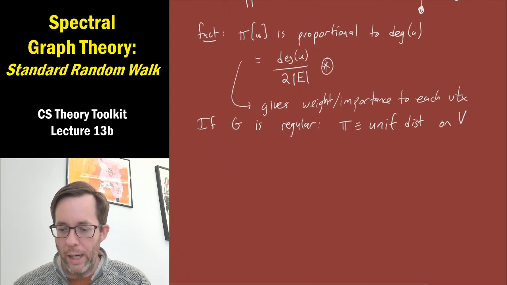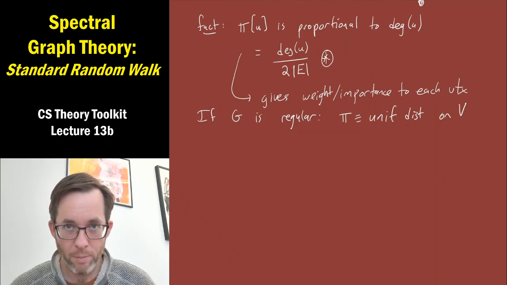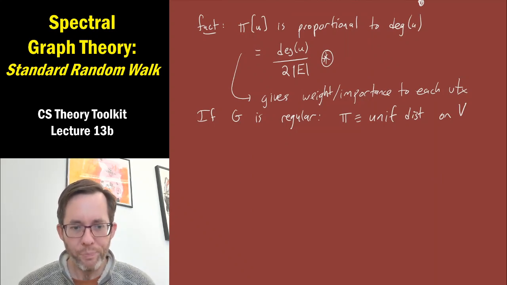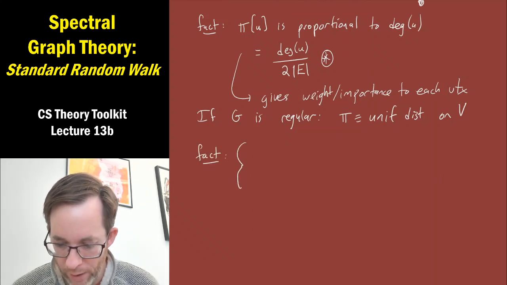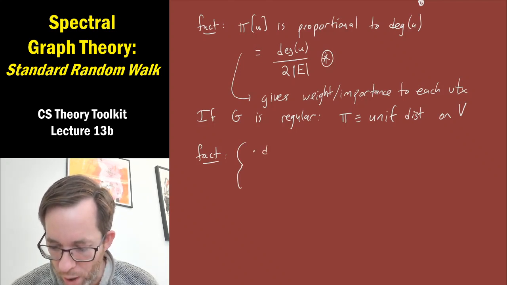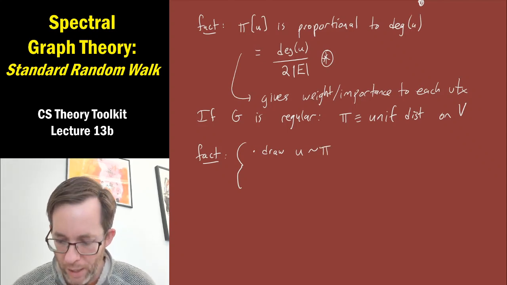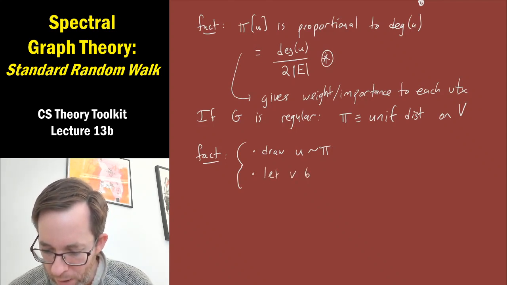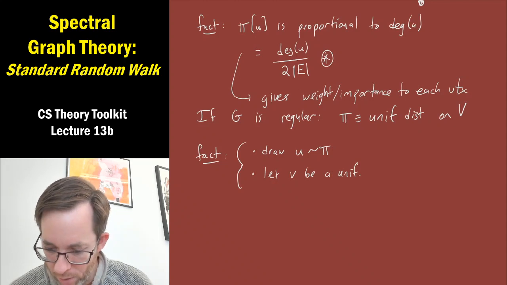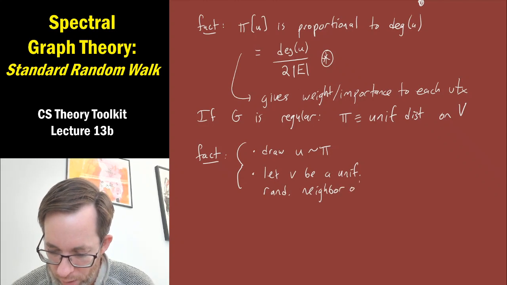Okay, there's one more fact that we need to always keep in mind about this nice probability distribution pi on the vertices, and that's the following. Suppose we do the following experiment. First, we draw a random vertex u from this probability distribution pi, which I've just finished defining. And now, having drawn u, suppose we let v be a uniformly random neighbor of u. I'll actually typically write this as v ~ u.